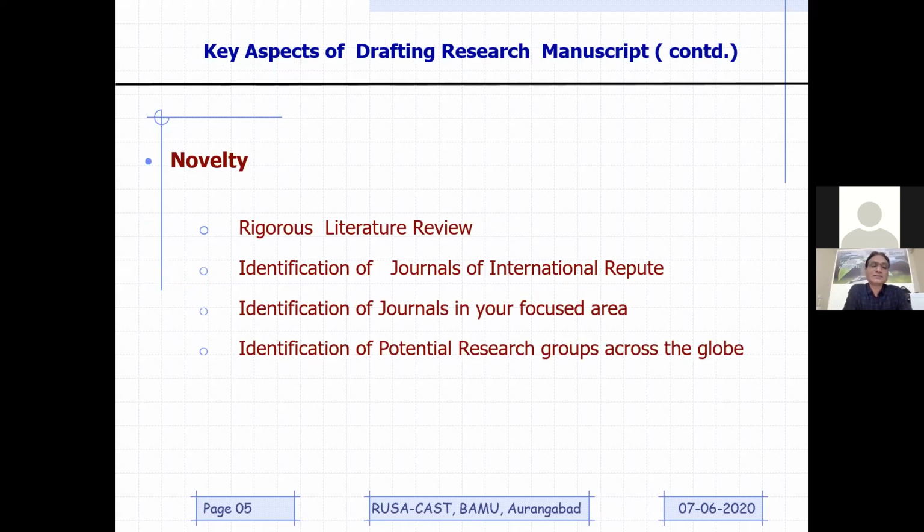Novelty. This part we have already discussed, that this is how the novelty can be inculcated. That means you need to do a rigorous literature review. I already told you the meaning of rigorous literature review, what is to be done, what not to be done, how hypothesis can be formulated, and how objectives can be formulated based on hypothesis, what is null hypothesis, what is alternate hypothesis, that we have already discussed. So at the end of literature review, you will be able to formulate your hypothesis, and that will help you finalize your experimental plan or research strategy.